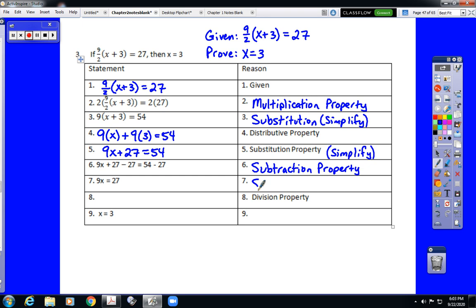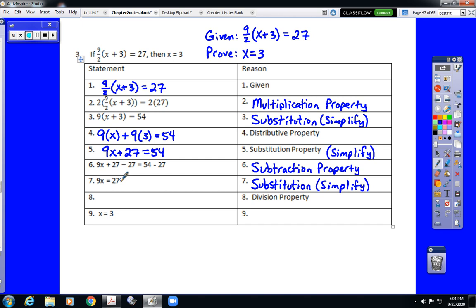That is then, just like all the other times, followed up by us actually doing the subtraction using the substitution property to simplify the equation. 27's on the left side cancel, leaving 9x. 54 minus 27 is 27.